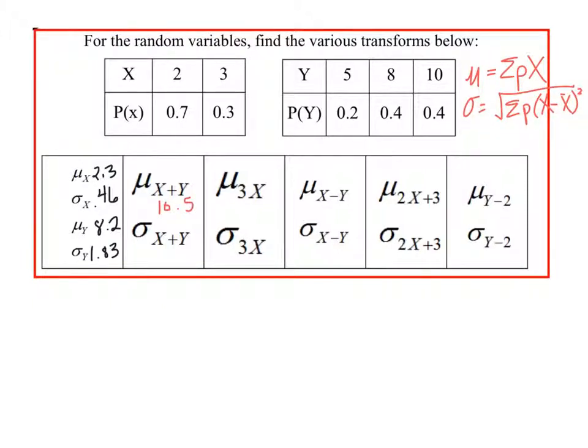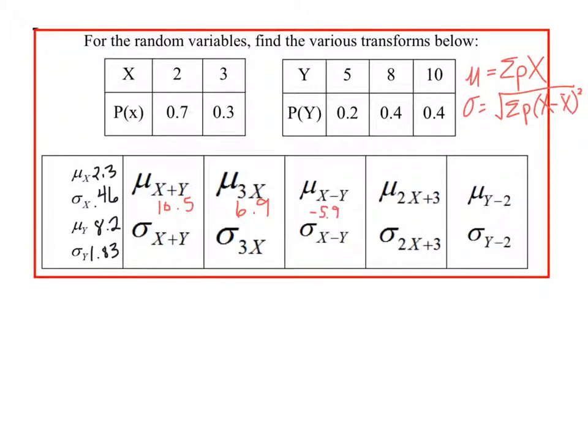Let's keep going with the expected value. Expected value of tripling the random variable x. Well, if you triple the expected value, you get 6.9. That is the expected value here. The expected value of taking your random variable x and subtracting y. So 2.3 minus 8.2 is negative 5.9. Excuse me, I need to change where my decimal is.